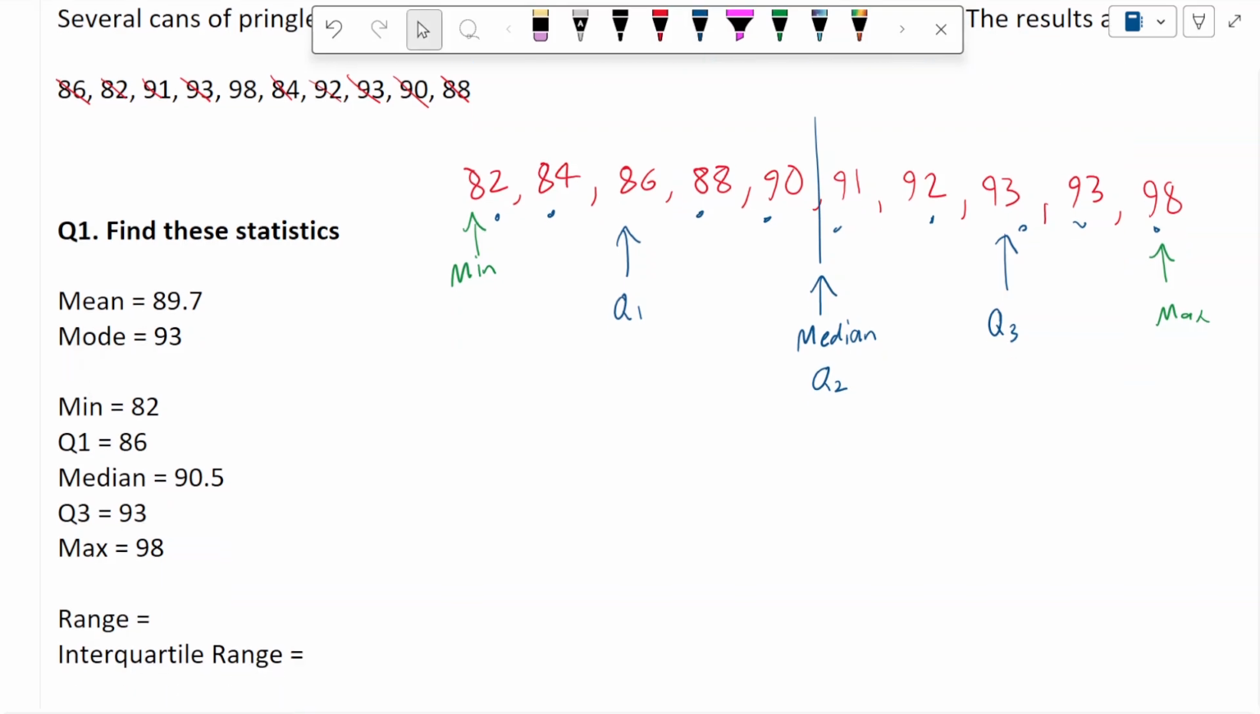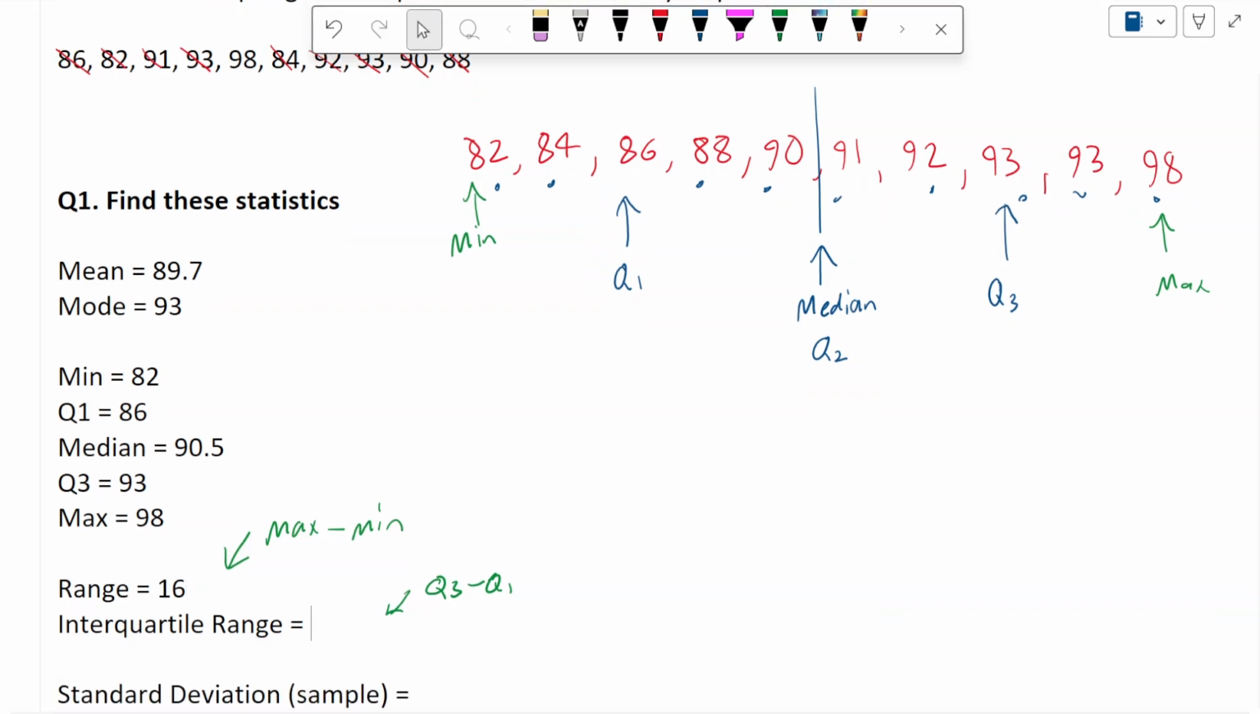We can get the range. So essentially the range, you just do the max minus the min to get that. And for the interquartile range, it's Q3 take Q1. So we look at the max minus min, that's 98 take 82, so 16. Interquartile range is 93 take 86, so that's going to be 7.